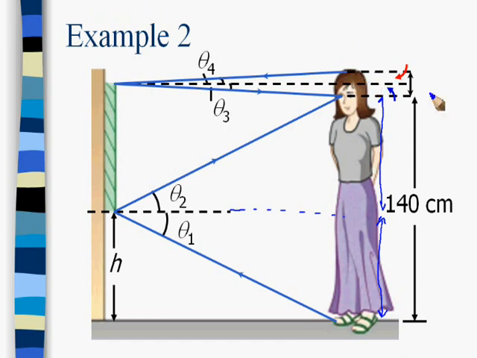The remaining part, this part, is 10 centimeters, and as we work out here, the angles theta 3 and theta 4 are equal and these two triangles are also congruent. That's why these two distances are also the same, and that's why this A above and this B below are equal. That is, A is equal to B is equal to 5 centimeters.